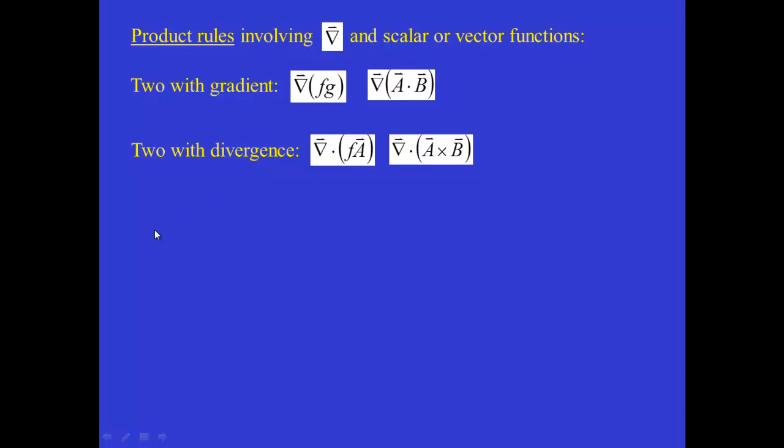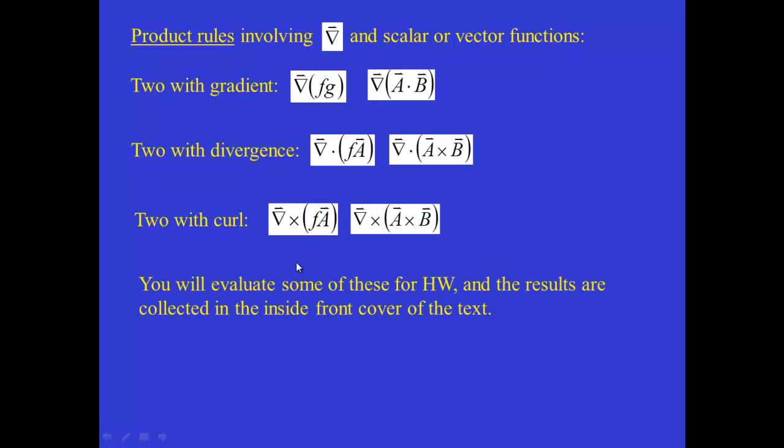And similarly, we can make two more products involving the curl of products of vector and scalar functions. So fA being a vector, we can form the curl of that, and A cross B being a vector, we can also form the curl of that. And these kinds of expressions occur frequently enough that the results for each of these six expressions are recorded in the inside front cover of your textbook, and you'll actually be assigned several of these to evaluate for homework.